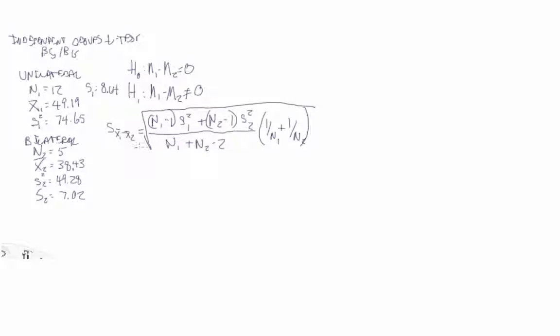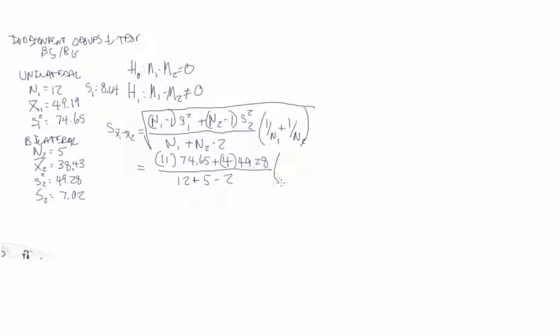So, like all statistics from here, all we really need to do is fill in the numbers. So n1 is equal to 12, so we can put 11 times the variance for group 1, which is 74.65, plus the n for group 2 is 5, so it's 5 minus 1, which is 4, times the variance for group 2, which is 49.28. Holy moly. Over 12 plus 5 minus 2.